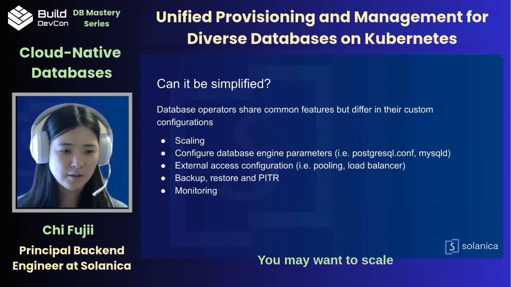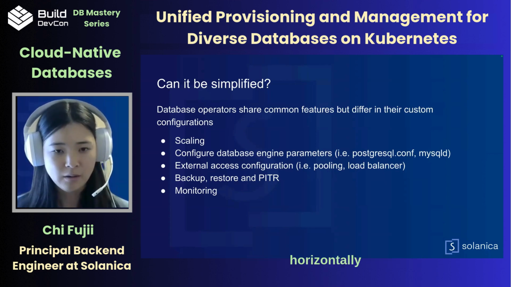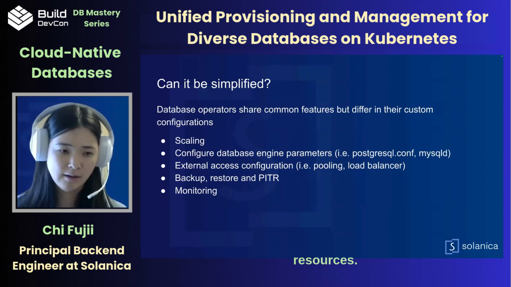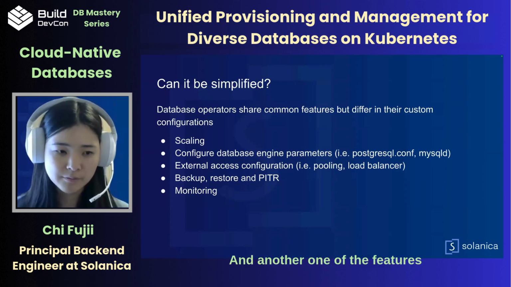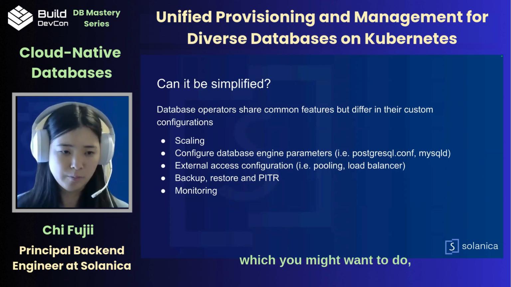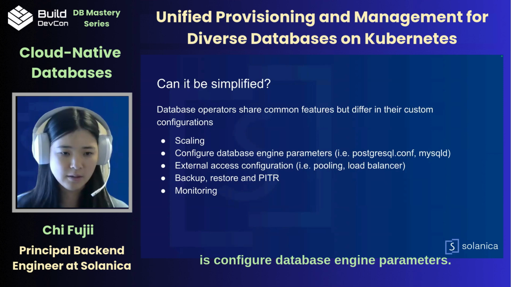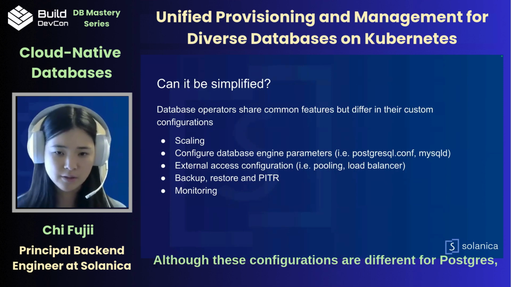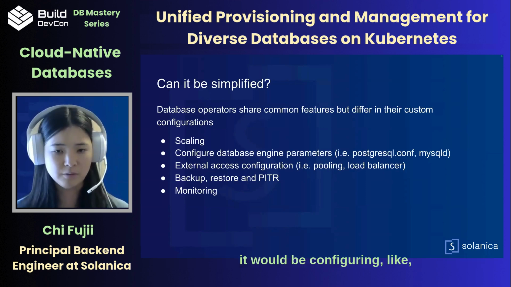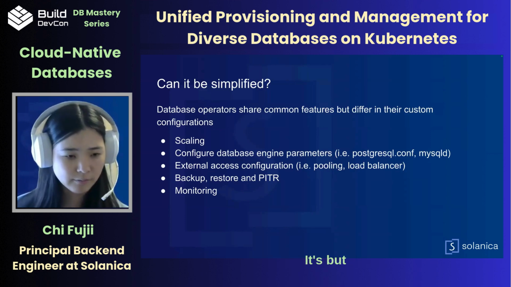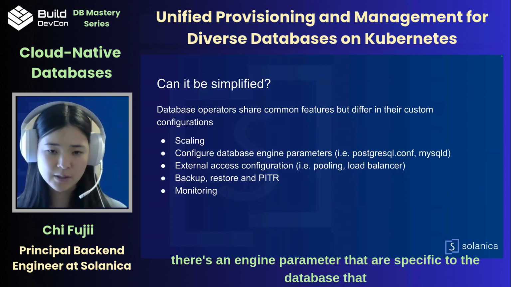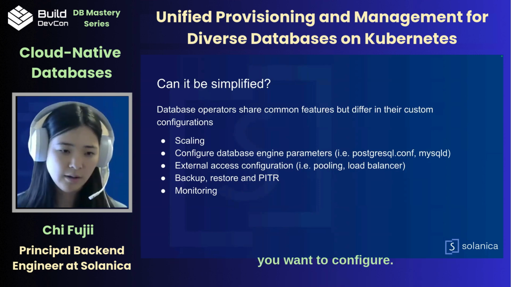scaling. You may want to scale horizontally by adding replicas. You may want to scale vertically by increasing resources. Another feature of the database which you might want to do is configure database engine parameters. Although these configurations are different for Postgres, it would be configuring the PostgreSQL equivalent, but there's an engine parameter that is specific to the database that you want to configure.